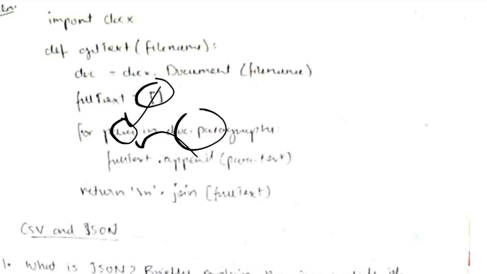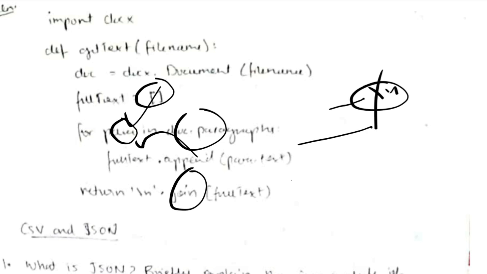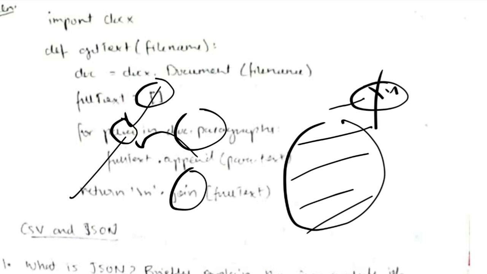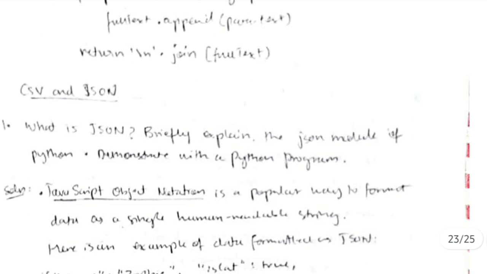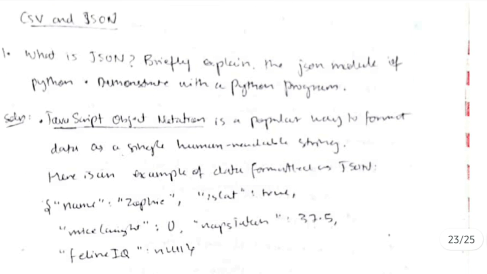Okay, after that it will be joined, meaning whatever spaces are there, whatever \n is there, those will all be removed, and all the text will be joined. Then we'll be returning the final data we got from the document. Okay, that was about the PDF and documents.